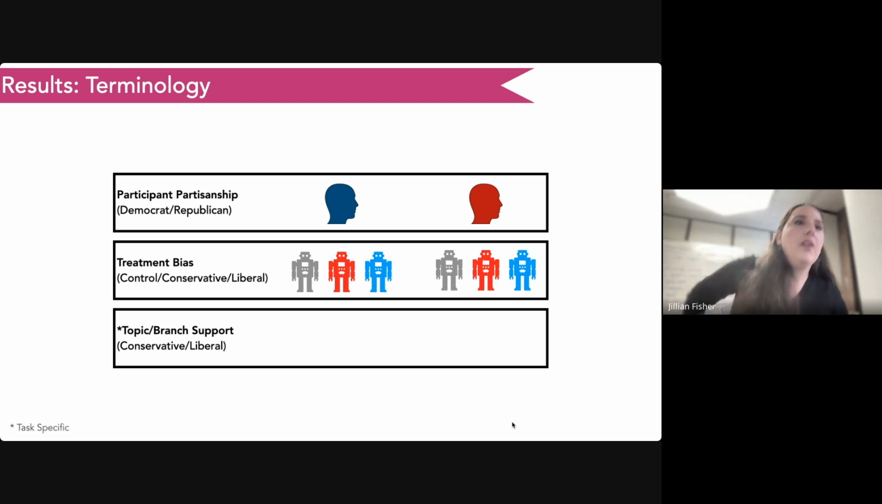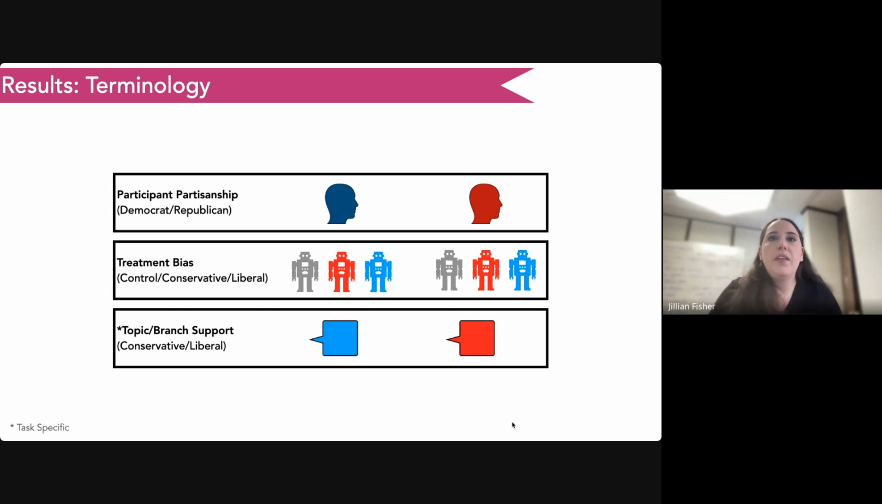Lastly, we have these topics and branches depending on the task. And these we will say were conservative supported or liberal supported. And that's depending on the task.